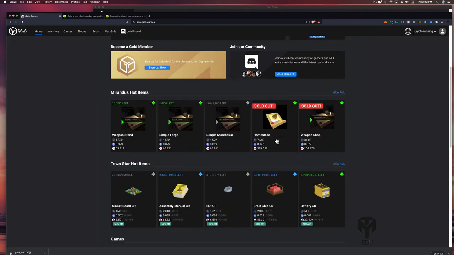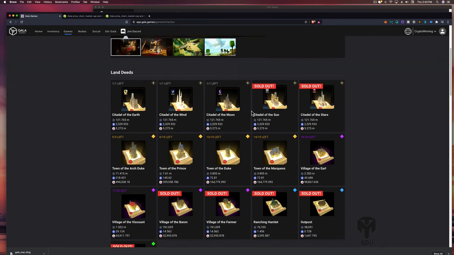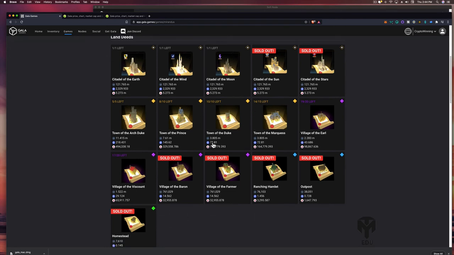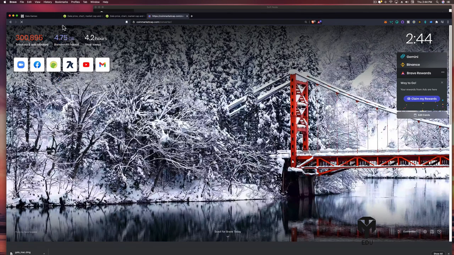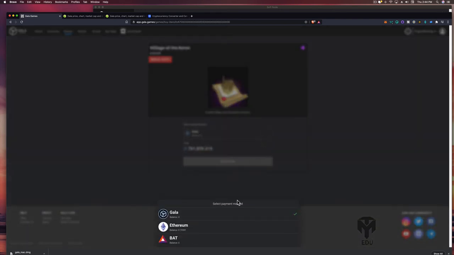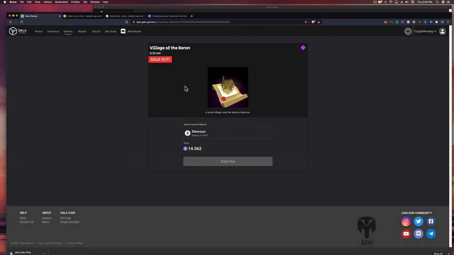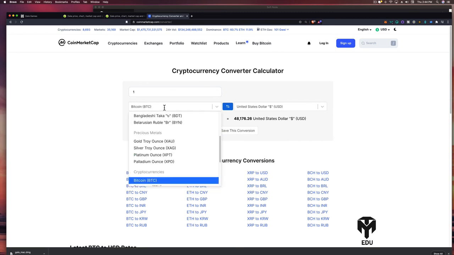Look at this, this is stuff for Mirandus. People are already paying for this. These are land deeds. That's 72 Ethereum. Right here, look at this. 218 Ethereum. They've already sold five of them. What is 218 Ethereum? Holy crap. Is that for real? Sold out. Is that the whole thing? No. That's crazy. Oh my gosh. So yeah, 72 Ethereum. Holy cow.